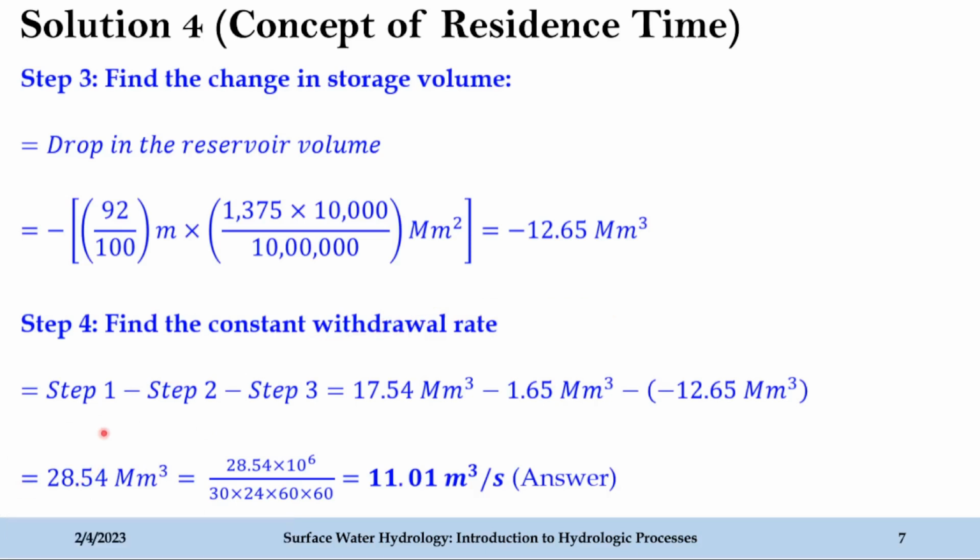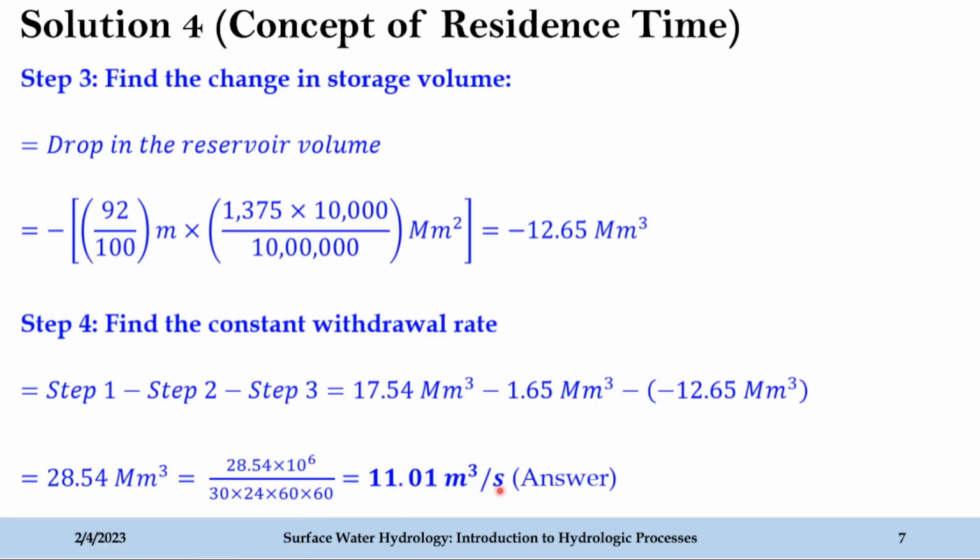But since in the problem it was asked to find out the constant withdrawal rate, we know that the duration of this particular condition was 30 days. So let's divide this total withdrawal volume by the 30 days, and here it is. And in order to get the constant withdrawal rate in the units of meter cube per second, we have converted these days into seconds. And also we have replaced this million by 10 power 6. Solving this ratio, we get 11.01 meter cube per second as the constant withdrawal rate.